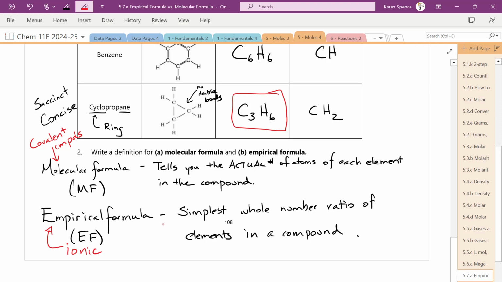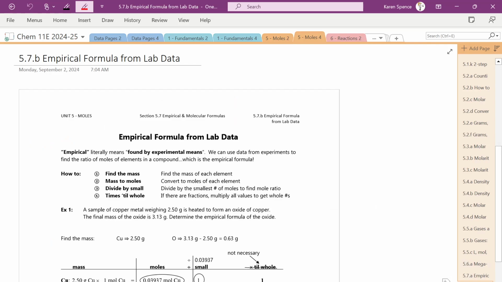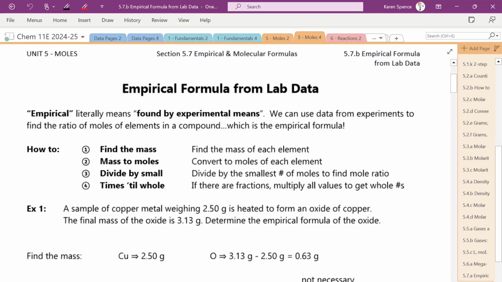We do, because the word empirical actually means, and we can go to our next page, empirical literally means found by experimental means. So we might take a covalent compound and do an experiment and find the empirical formula, okay? And we are going to eventually, along the way, do our own experiment where we find the empirical formula. For today, we're going to work with numbers on paper.